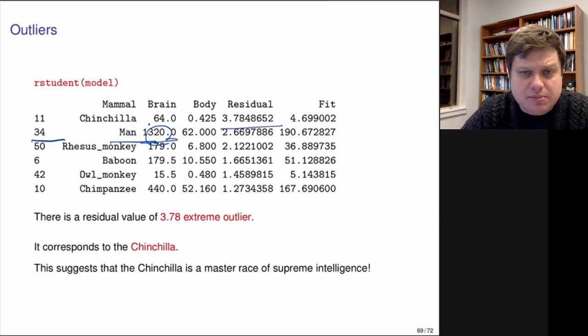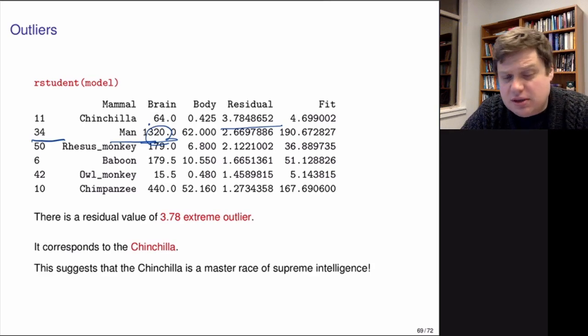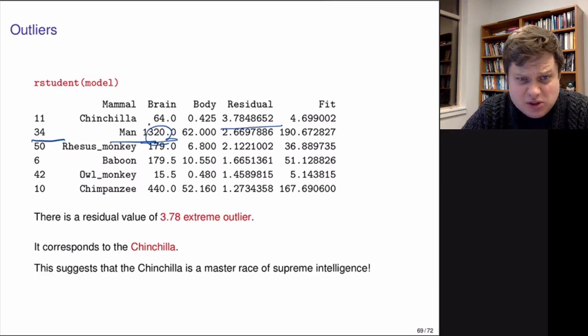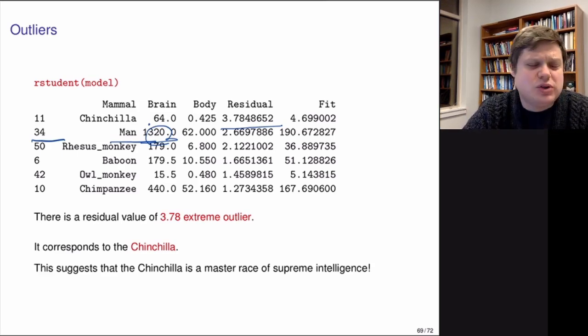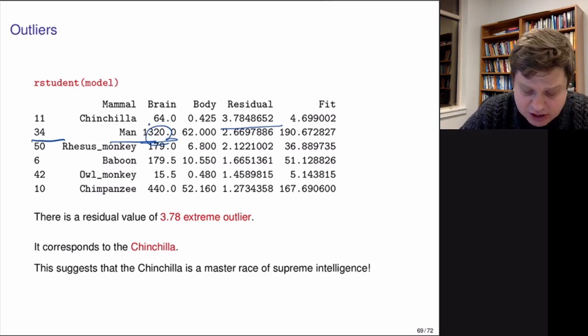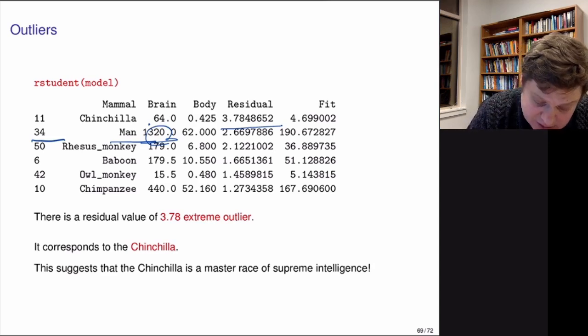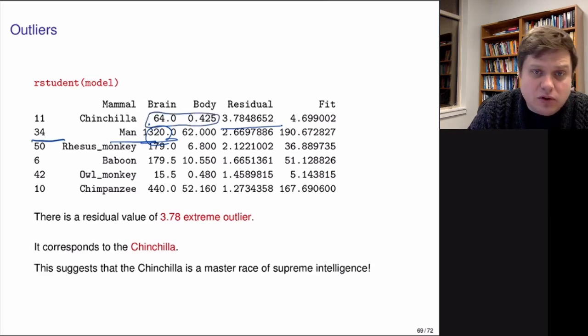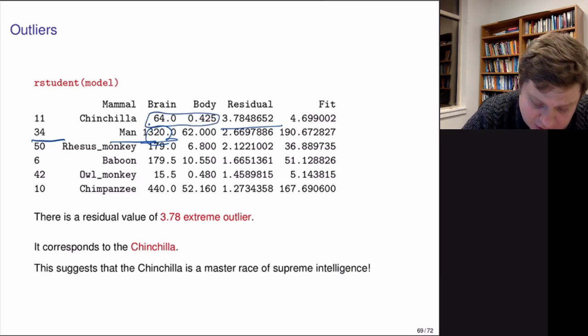and chinchilla has a larger standardized residual compared to human. So chinchilla is almost 4 standard deviations away from the predicted value. So chinchilla has a disproportionately much larger brain than humans as related to the body size. So we should be very suspicious about this. Why does chinchilla have such a large brain? Actually, this is deliberate here. If you look at the brain size, 64 for the chinchilla, and the body size is 0.425, you can see that there is something wrong with this observation, and actually it's an error.